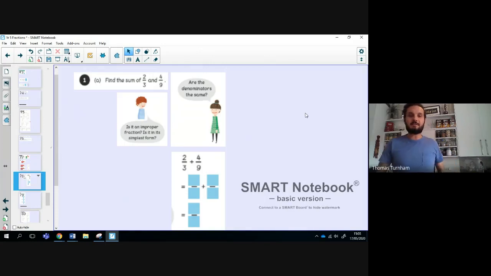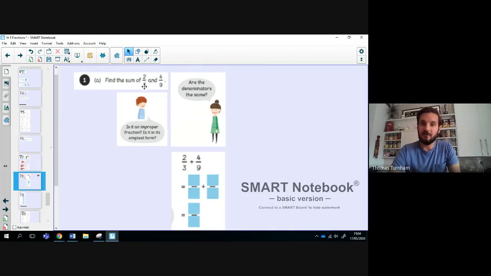So we've got to start thinking here. 2/3, that's a proper fraction. Can I simplify it down? Not really. 4/9, that's a proper fraction. Can I simplify it down? Not really. So what do I need to do? I now need to get the denominators being the same. Well, I can't easily reduce 9ths to 3rds, but I can make 3rds into 9ths.